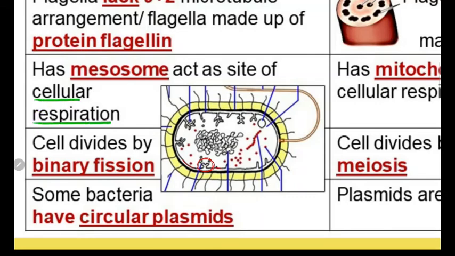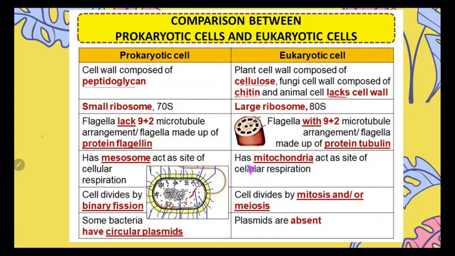Okay, so what is the site of cellular respiration for eukaryotic cell? If prokaryotic cell have mesosome, eukaryotic cell have mitochondria as a site of cellular respiration. Okay, so this is the aspect. Alright. Okay, next. How they divide. Prokaryotic cell divide by binary fission, while eukaryotic cell divide by mitosis and or meiosis. Some bacteria will have circular plasmid, while plasmid are absent in eukaryotic cell.